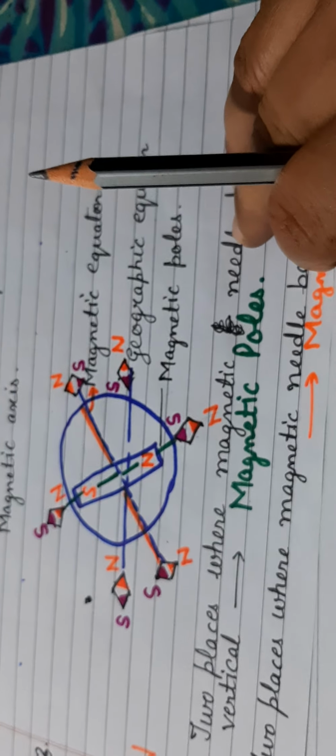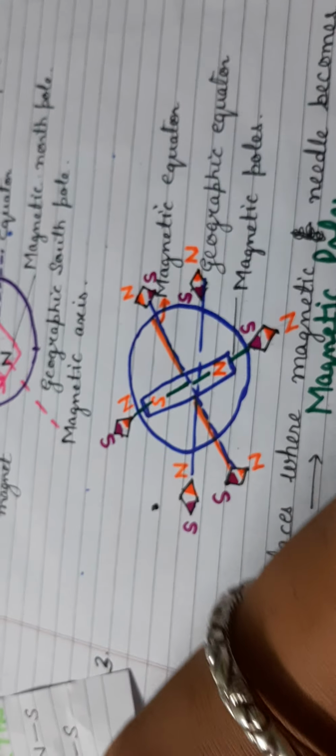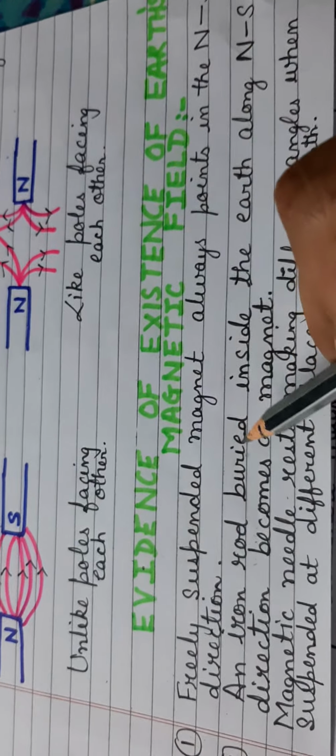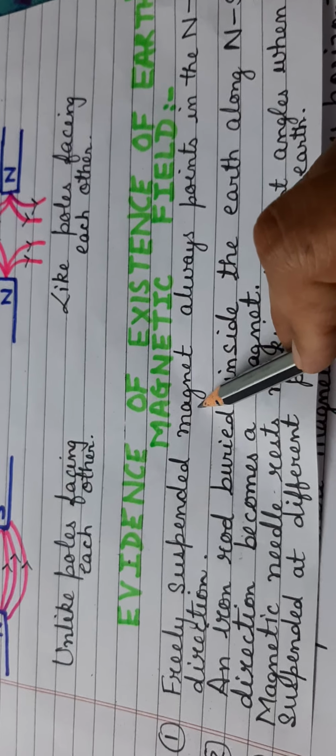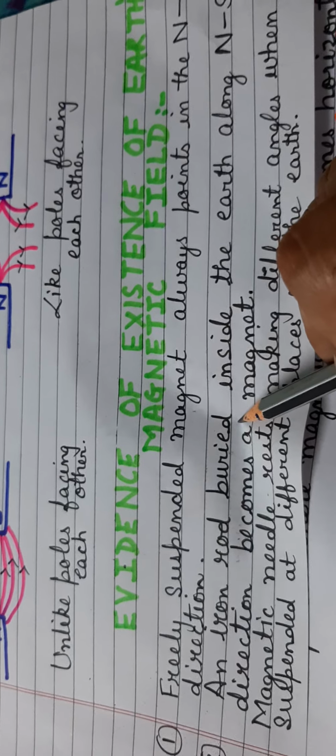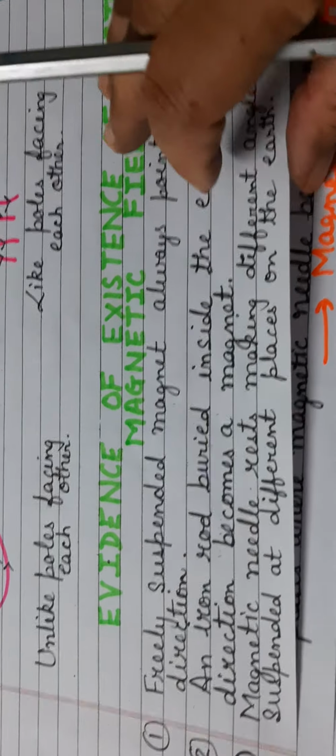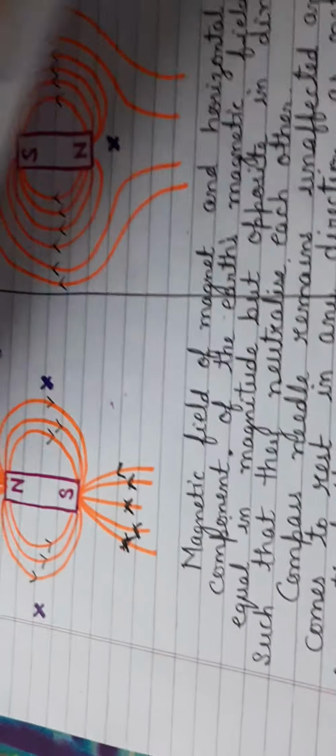Okay, so I have given you 3 evidences, children, to prove that the earth also is like a huge magnet. 1, when we suspend a magnet freely, it rests in the north-south direction. 2, when you bury an iron rod under the earth, when it is brought out, it behaves like a magnet. And 3rd, the different positions of the magnetic needle.